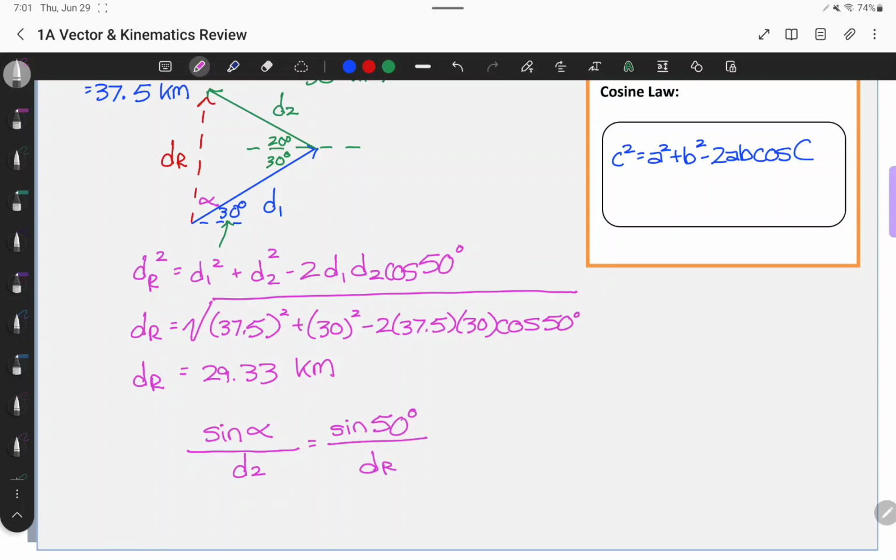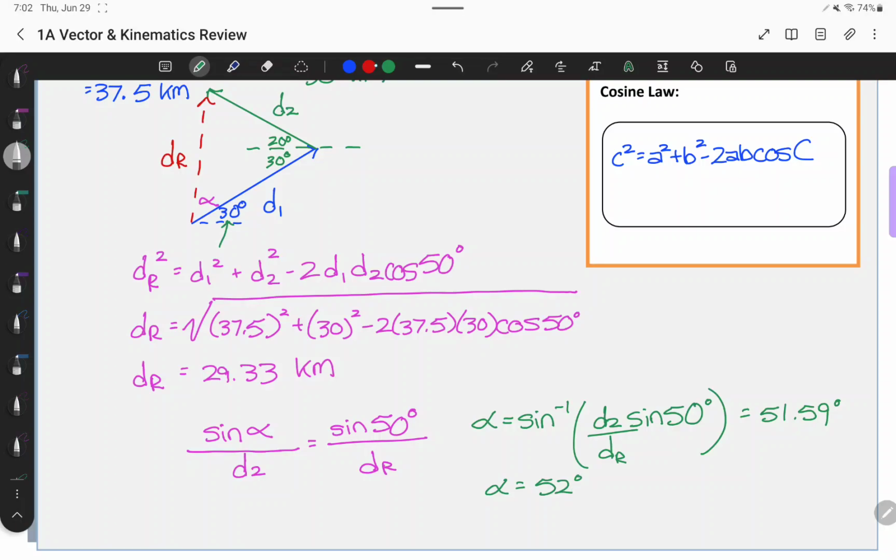And this is why I want to have the extra decimals for dr. Okay, knowing all that, we can say that alpha is equal to inverse sine, let's cross multiply this, d2 over dr times sine 50 degrees. Let's fix that R. And why don't you take a moment to substitute in the values and find that angle, which is equal to 51.59 degrees. This is where I would probably just say that alpha is 52 degrees.